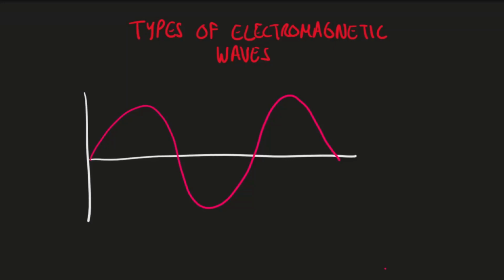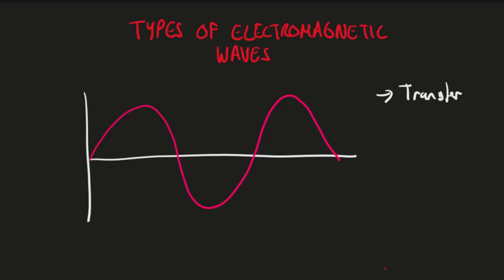Okay, so a particular type of wave we're going to look at is electromagnetic waves. Now, electromagnetic waves are essentially a particular type of transverse wave. So if you remember transverse waves, we can represent them like this diagram over here. And essentially, the oscillations are perpendicular to the direction of energy transfer. Now, electromagnetic waves in particular are waves that transfer energy.